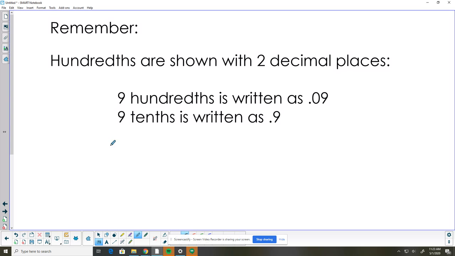But I do need to remember, hundredths are shown with 2 decimal places. 9 hundredths is written as decimal 0.09. 9 tenths is written as decimal 0.9.